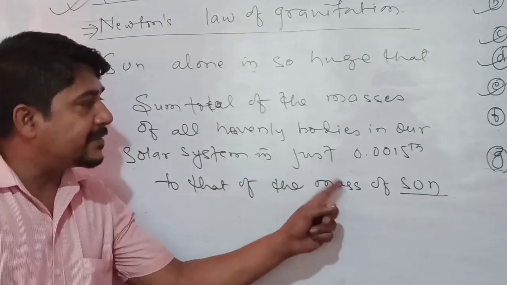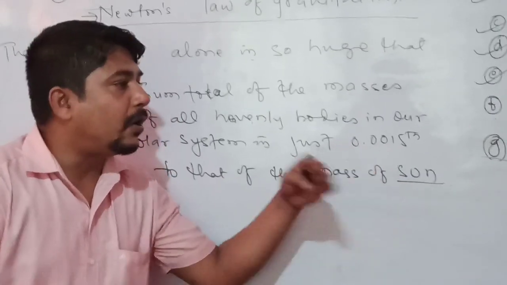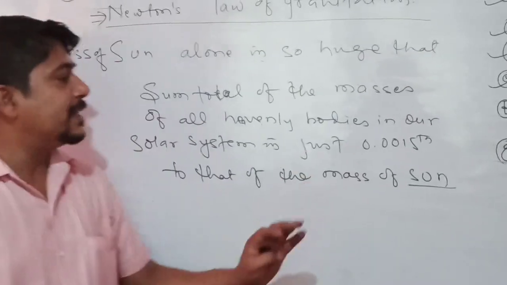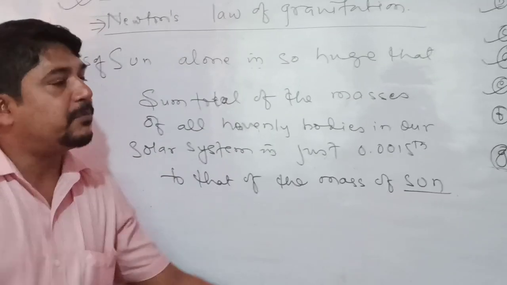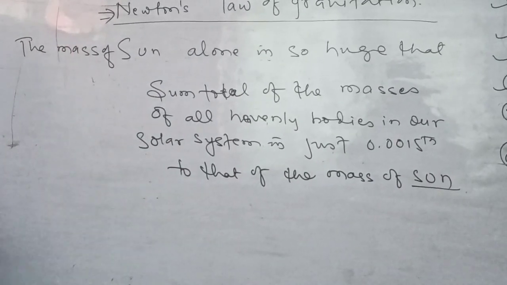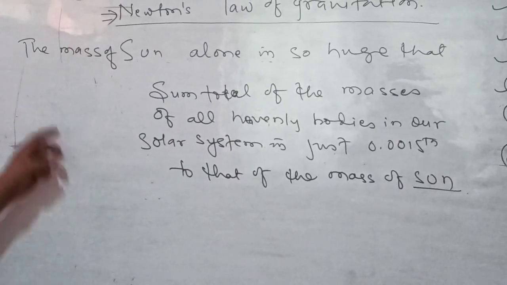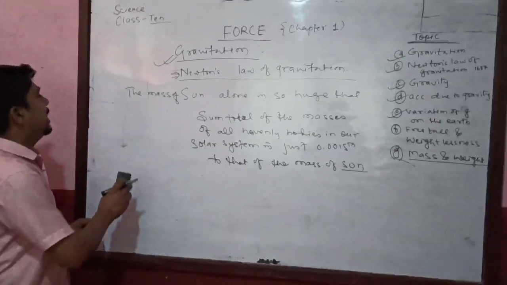The total mass of the entire solar system, including all planets and satellites in the solar system, is only 0.001/5 of the mass of the entire sun. So it is very huge. Its mass is so appreciable, so huge, that it binds all the planets.